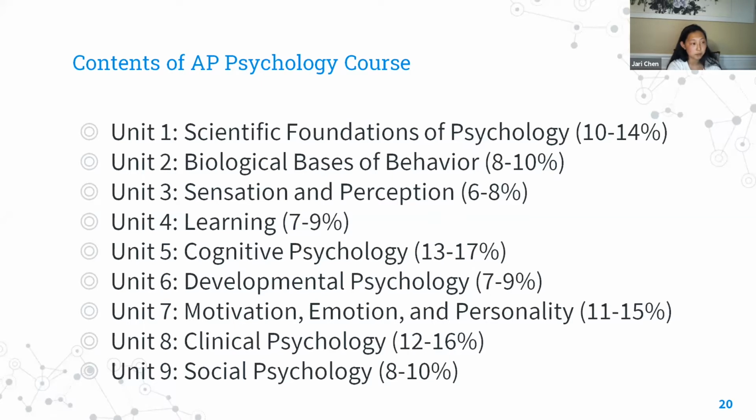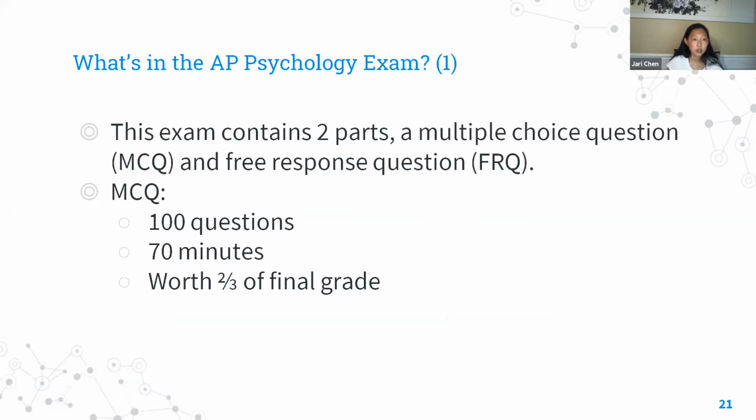So in the AP Psychology exam, there are 2 parts. There's a multiple choice question part, which is usually shorthanded to MCQ, and a free response question, which is usually shorthanded to FRQ. So you have 100 questions with 70 minutes to finish them, meaning you have less than a minute to finish each question. And it's worth 2/3 of the final grade, meaning it's weighted a little bit more and it's a little bit more important than the free response portion.